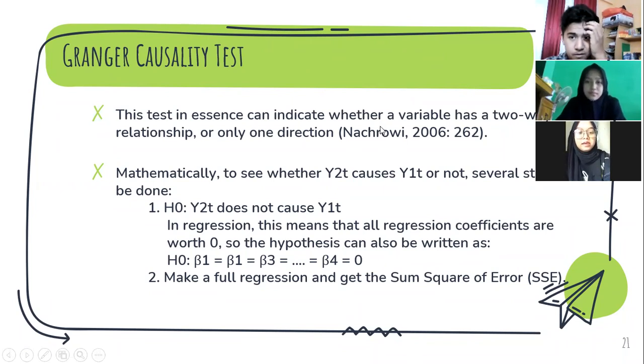First, H0 is y2t does not cause y1t. In regression, this means that all regression coefficients are worth 0. So the hypothesis can also be written as you can see. The second is to make a full regression and get the sum of squared errors or SSE. Next.